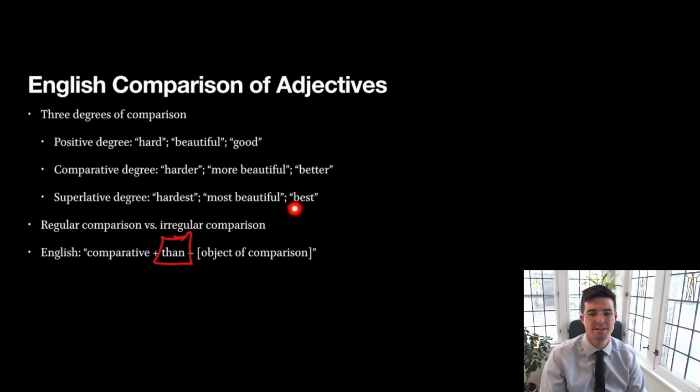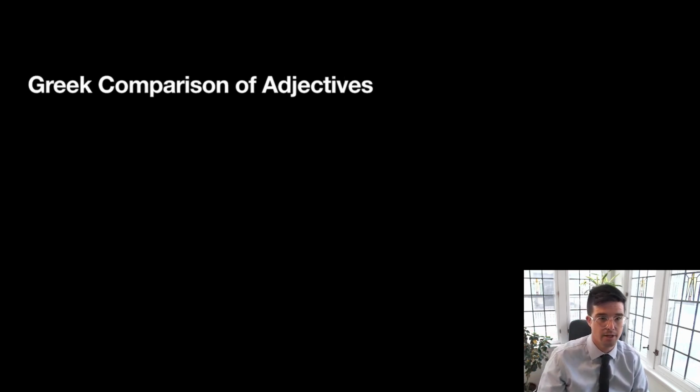I'm trying to think of a good example here, and I'm not going to think of one. So we're going to more closely associate the comparative in English with than than we are the superlative here. So than is often going to be our key word in English for comparatives, and that being the case, it's going to be our key word when we translate Greek comparatives into English.